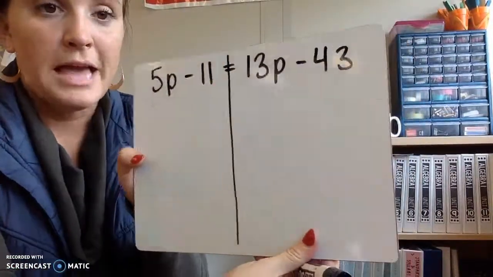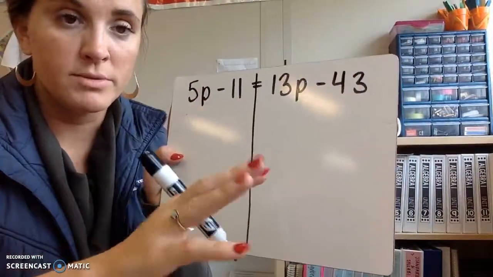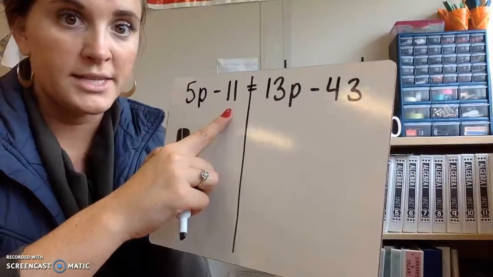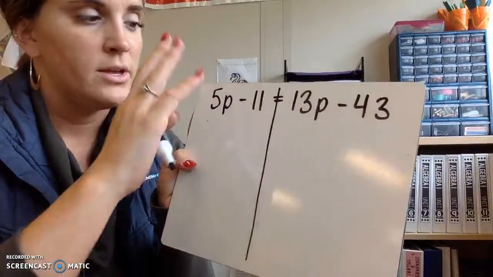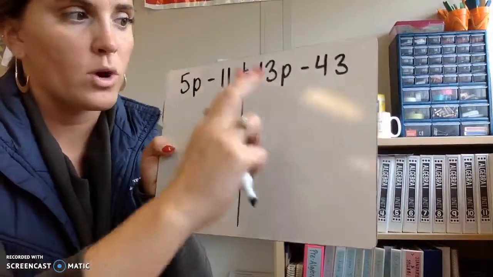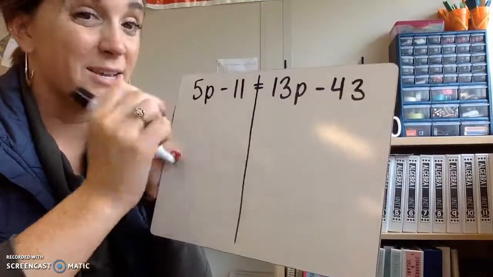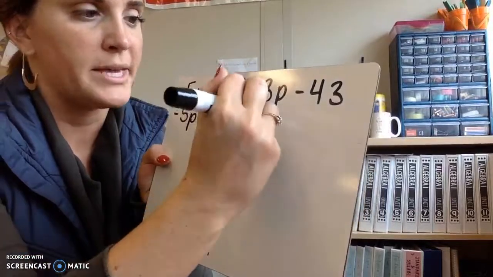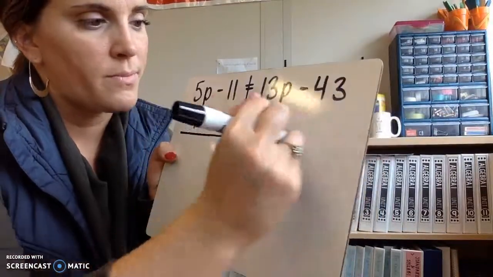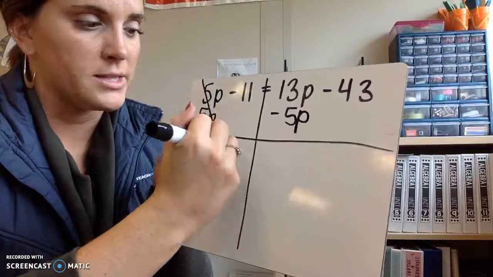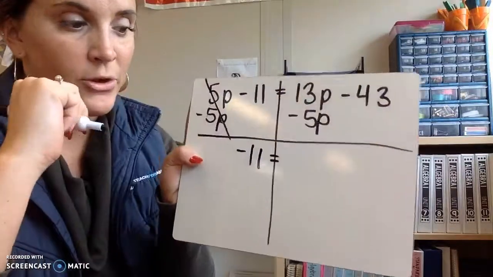Number 7. 5p minus 11 equals 13p minus 43. Okay, nothing to distribute yet, no like terms to combine. One variable, one constant, one variable, one constant. I can subtract 5p or I can subtract 13p. Subtracting 5p is going to be easier math for me to handle. 5p minus 5p will cancel out, leaving me with negative 11.